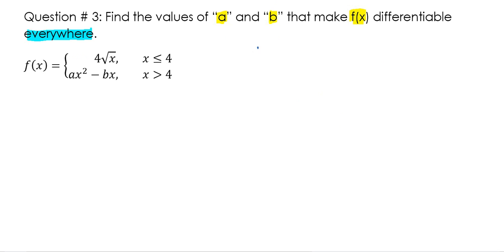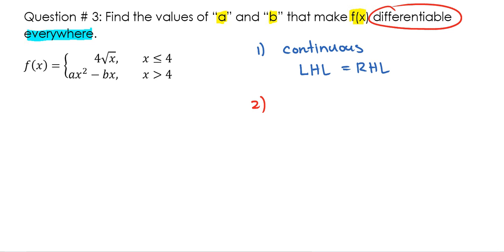So step number 1 is I want to show that we are continuous. If I want to show that a function is continuous, you could show that the left-hand limit equals the right-hand limit. And for part 2 of this question, another way to show that you are differentiable everywhere, you need to show that your left-hand derivative must equal your right-hand derivative.